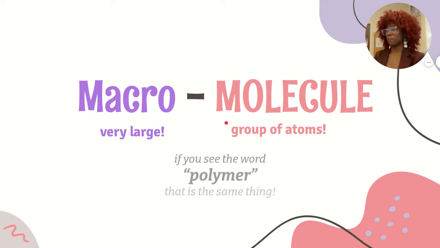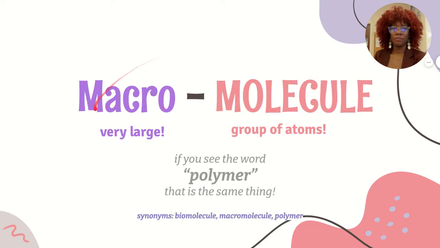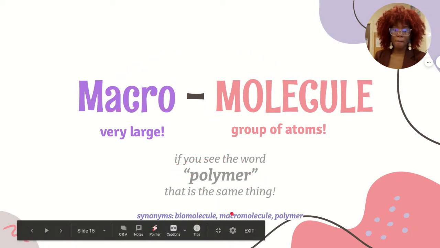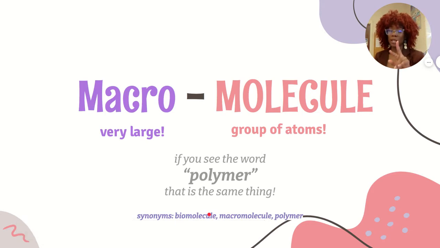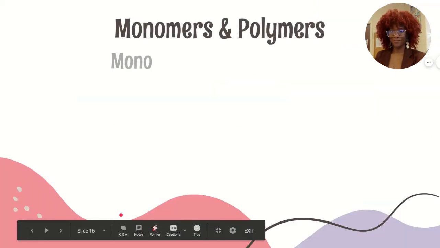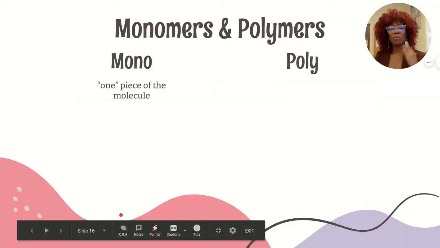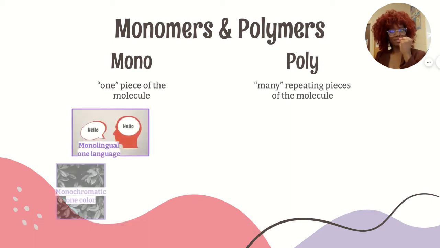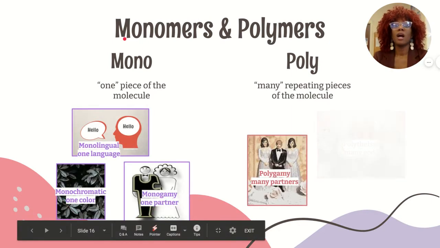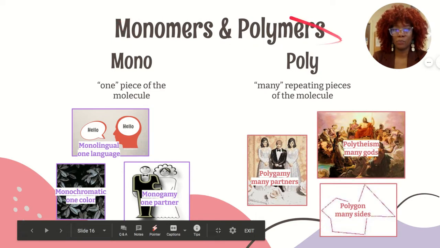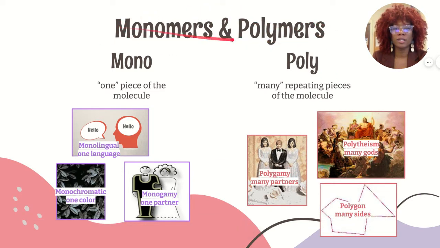So another thing: macromolecule, polymer, and biomolecule can all be used interchangeably. If you see the term biomolecule, macromolecule, or polymer, they're pretty much going to mean the same thing. It's not making sense right now, but just bear with me. Stay with me. So, we have monomers and polymers. These 2 words are very, very similar, except they have different first 4 letters.